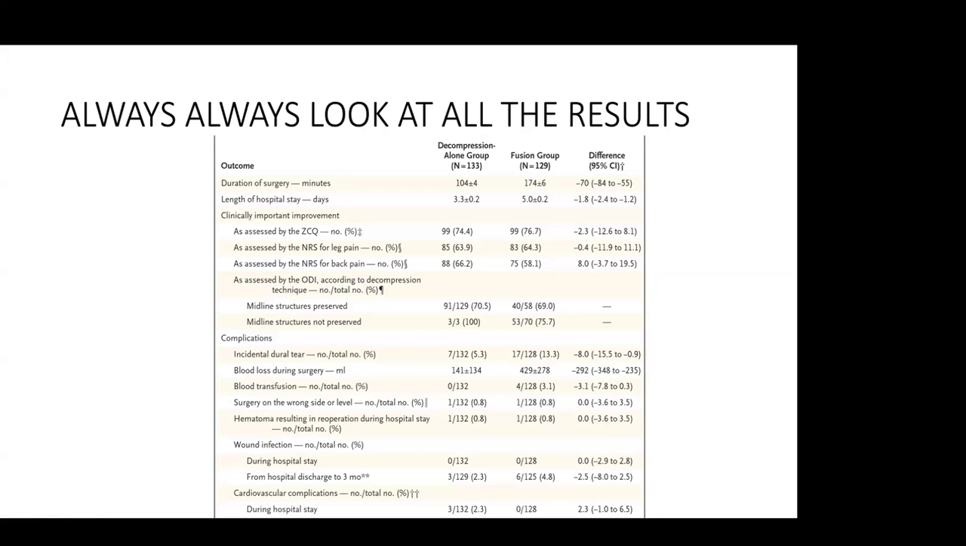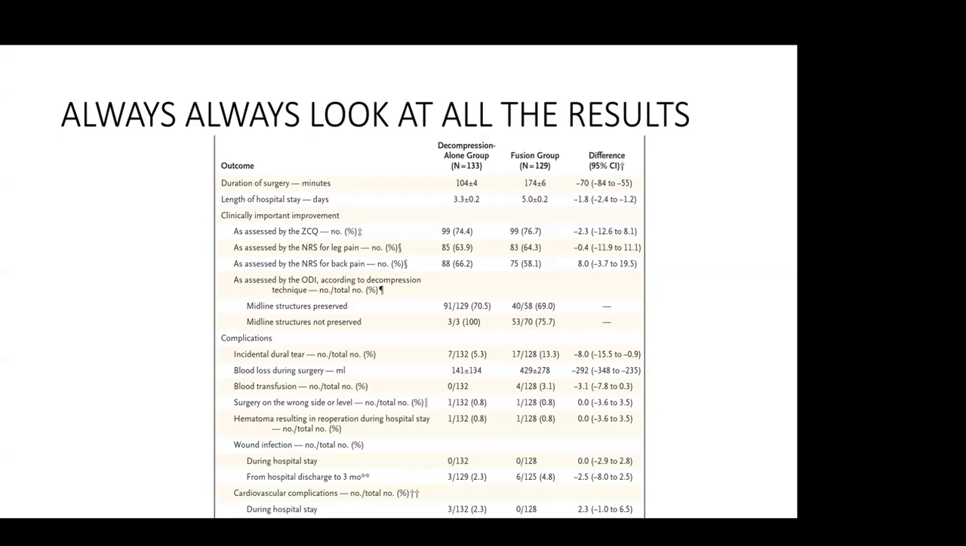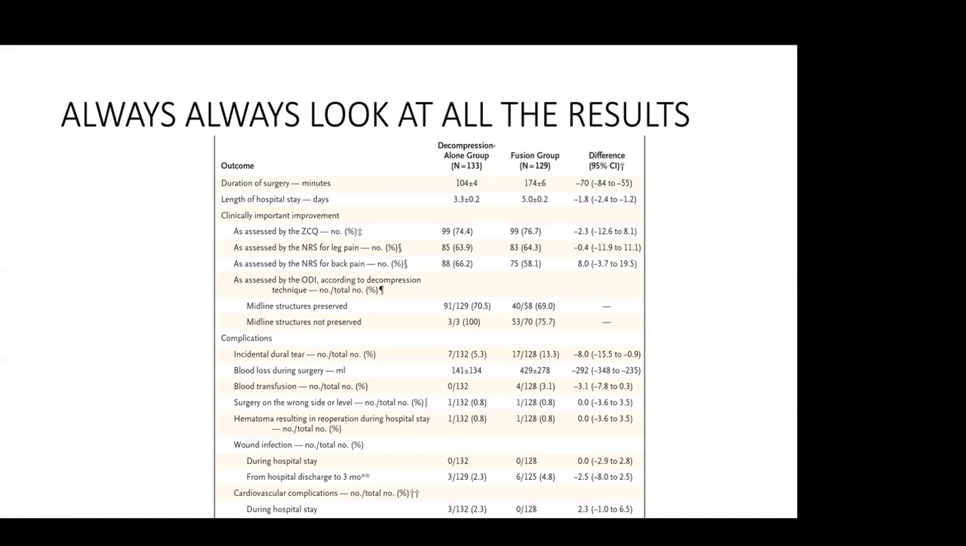Okay. What about cardiovascular complications during hospital stay? It's not significant as well because the confidence interval is -1 to 6.5. So I would be concerned about these results and interpretation. Exactly. So interpret it in terms of the decompression alone group and the fusion group.